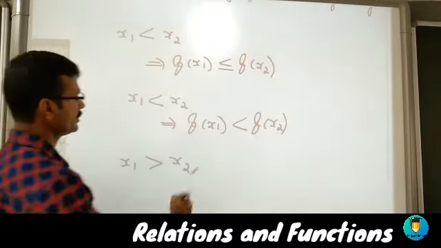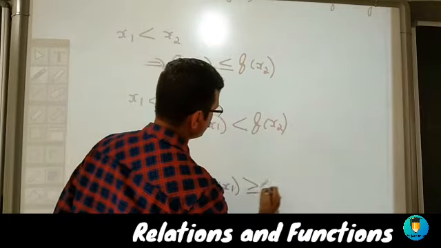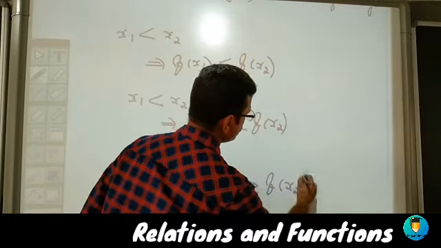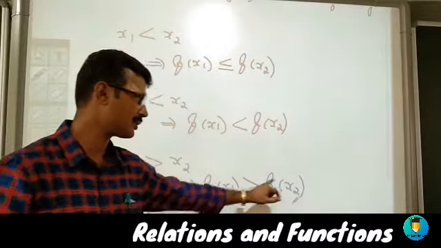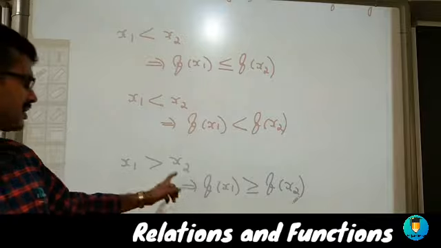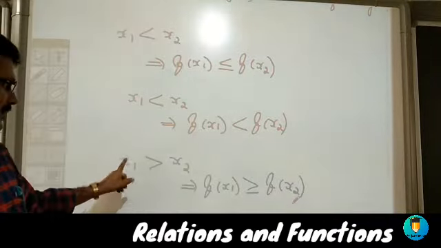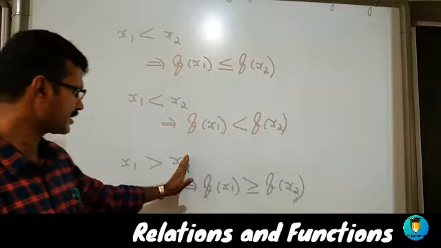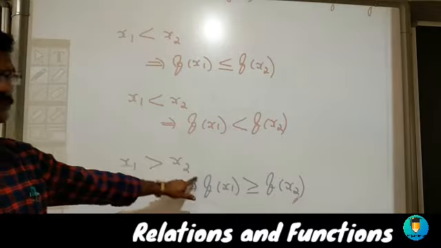If x1 is less than x2 implies f(x1) is greater than or equal to f(x2), then we can say that it is a decreasing function. If x is in ascending order, naturally f(x) should be in descending order. That is a decreasing function.